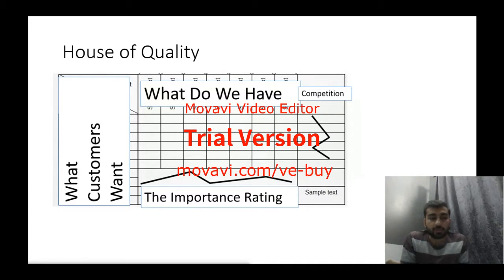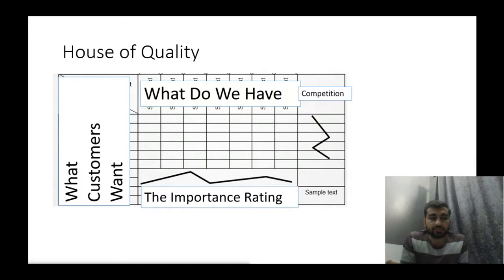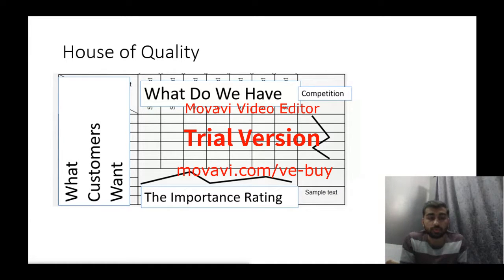For example, if you're buying a pizza, the requirements are that it should be fresh, it should be tasty, it should look good, it should have multiple toppings. So that's what customers want. And then the company identifies what it has. What do we have that we can use to fulfill those wants the customer has?